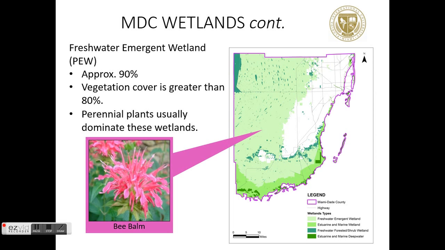The freshwater emergent wetland is approximately 90%. Vegetation cover is greater than 80%. Perennial plants usually dominate these wetlands. One of these plants is this beautiful flower shown in the picture, a pink flower called bee balm.